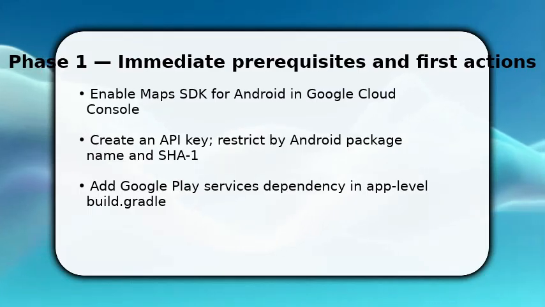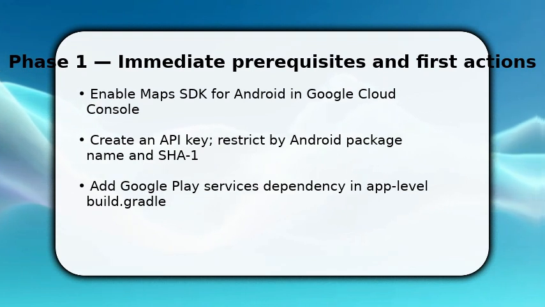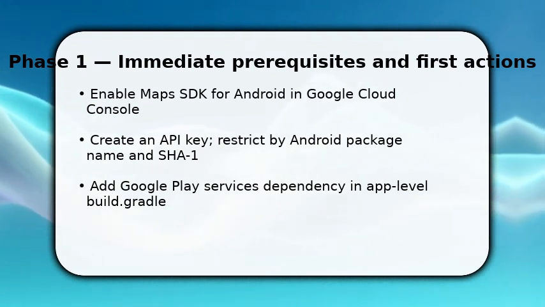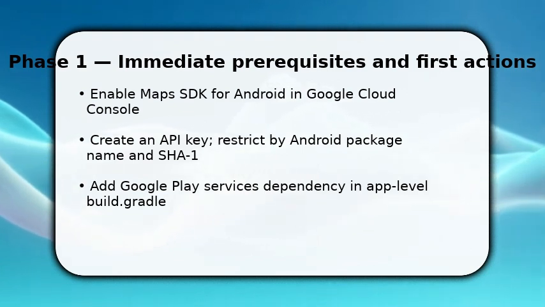You start by enabling the Maps SDK and creating an API key. This is essential because the key links your app to Google services. Once done, restrict the key to your app's package name and SHA1 so others cannot misuse it.